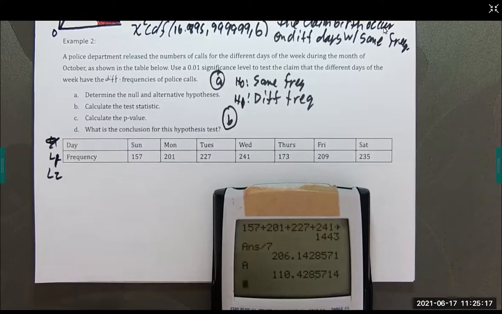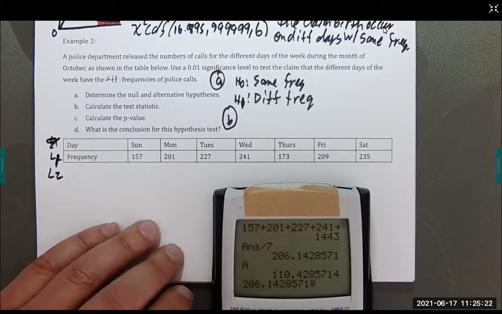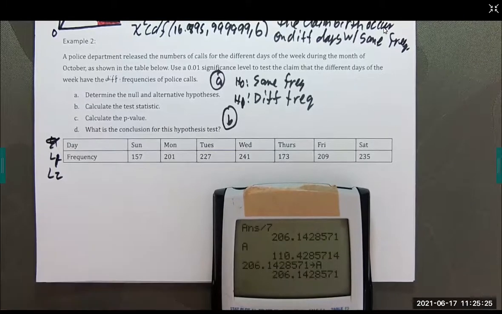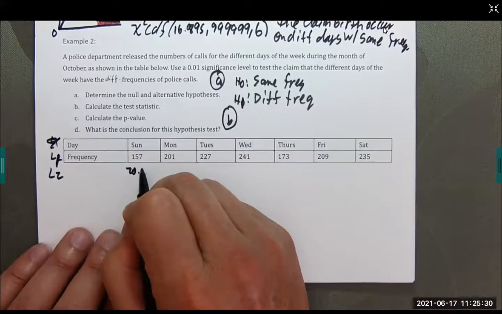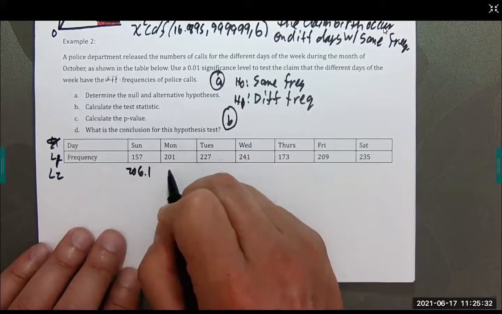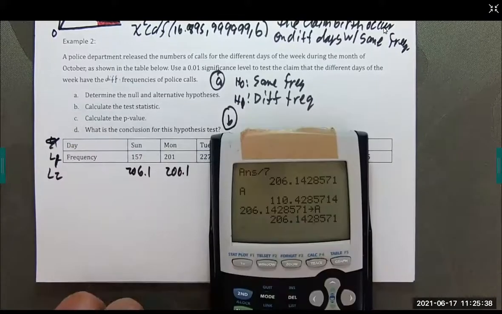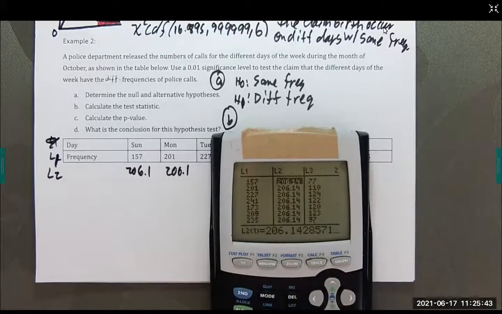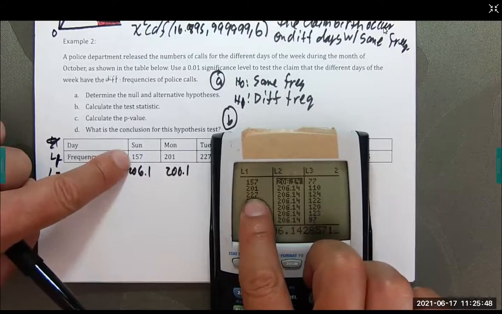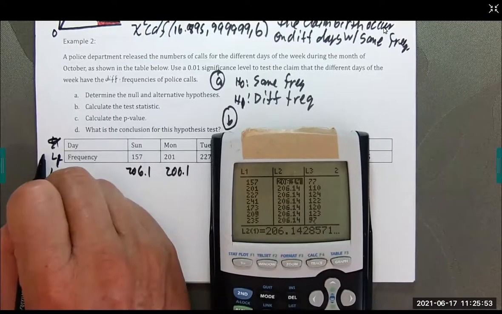And this I stored off as, oops. Let me show you another trick here. Hit there, and now I can store that as A, there we go. So that is going to be my expected, 206.1, and so on. And what I've done is I actually stored off all that memory and put in A. So list 1 is here, 157, 201, and so on. And then here's my expected. So again, these are my O's and these are my E's.